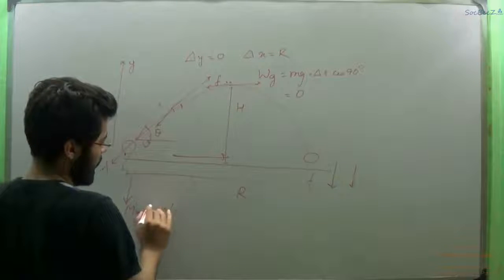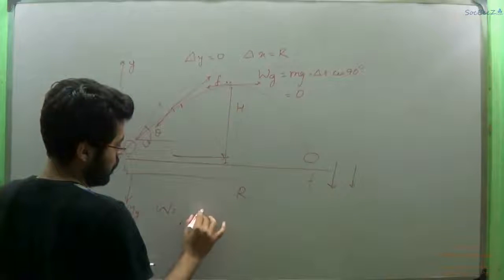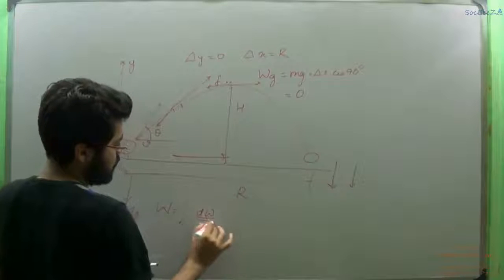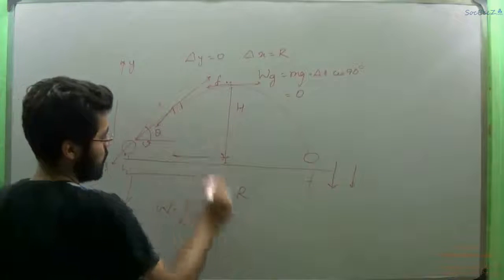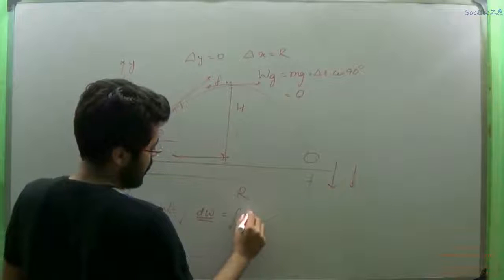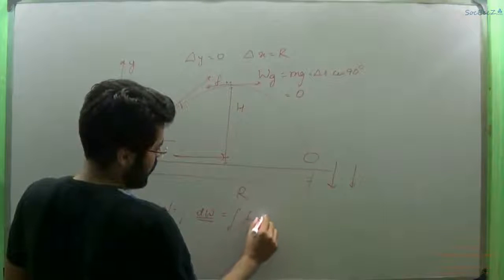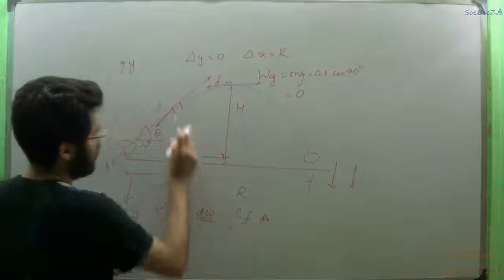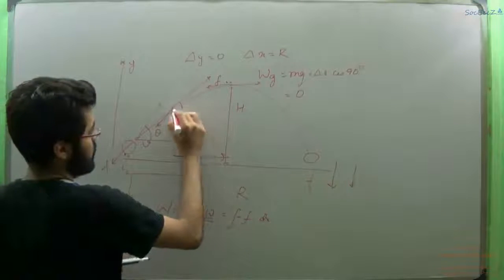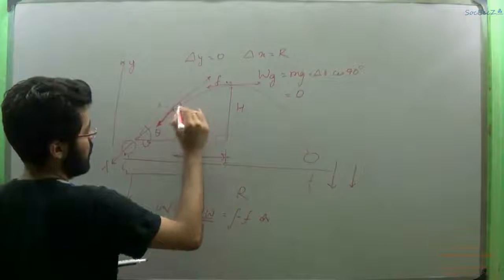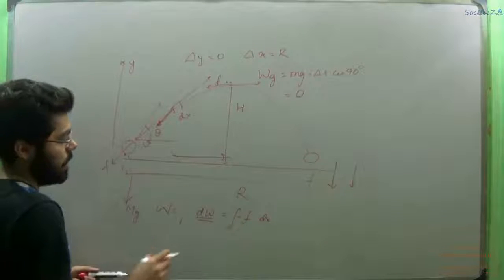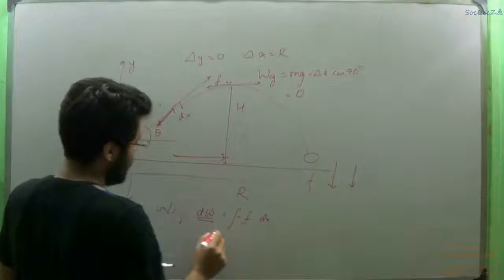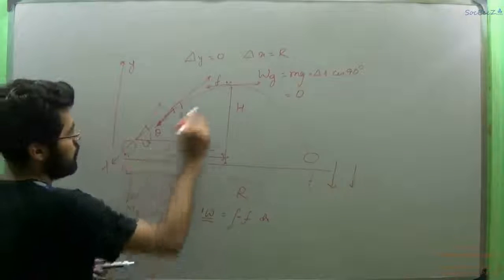So basically we will first calculate dW, the work done by friction for a small path, friction dot dx. Mostly we will replace the sign by minus, because it will be considered just opposite to this at a 180 degree angle. Whatever the value will be should be integrated from this position to this position.